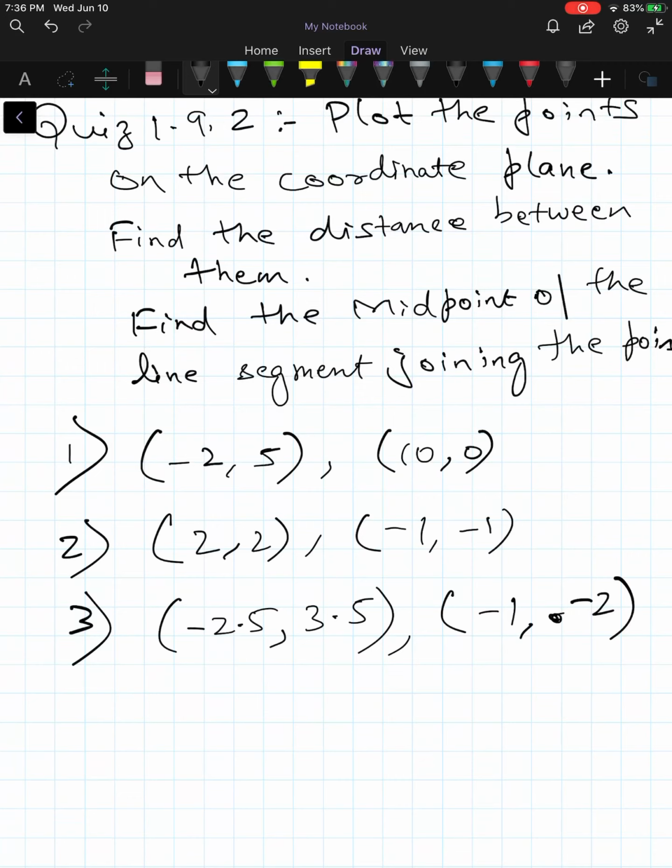So solve these three, and the next video would be about graphing the expressions, how to draw graphs. We shall learn about how to graph the expression so that we can pictorially represent things.